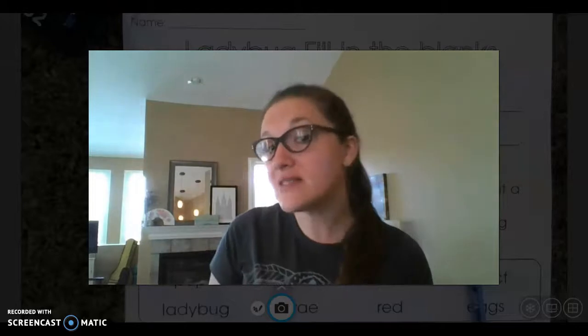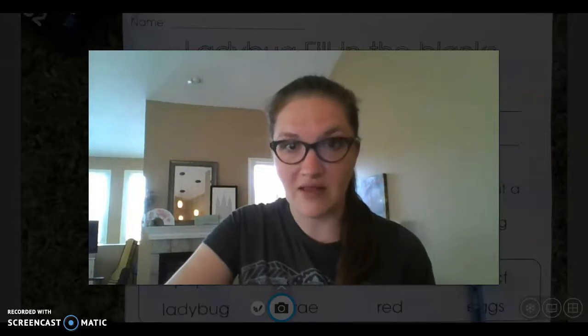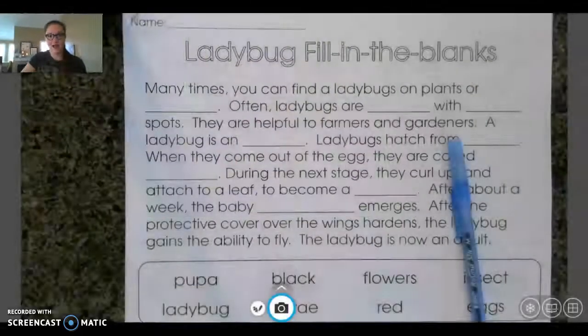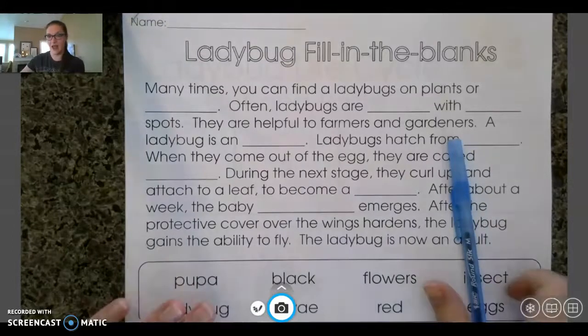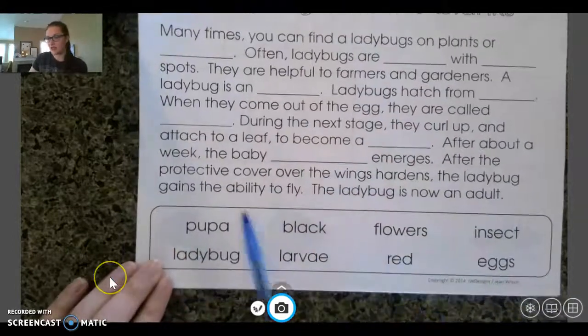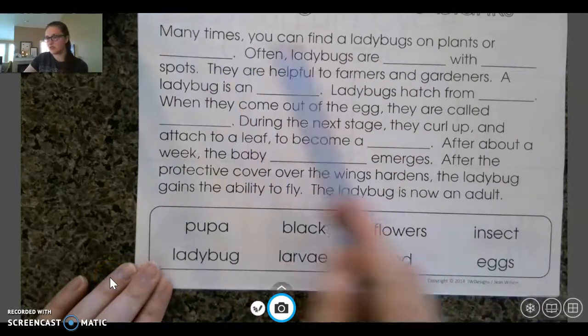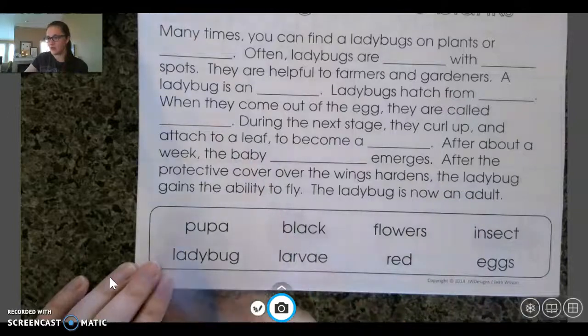Now, ladybugs actually aren't that different from butterflies, so you'll see a lot of the same words that we saw when we were talking about butterflies. Hopefully you already watched the video about the ladybug life cycle, and now we're going to look at our packet. Just like with the butterflies, we're going to start by looking at the words in our word bank. These are words we are going to use to fill in the blanks as we go.